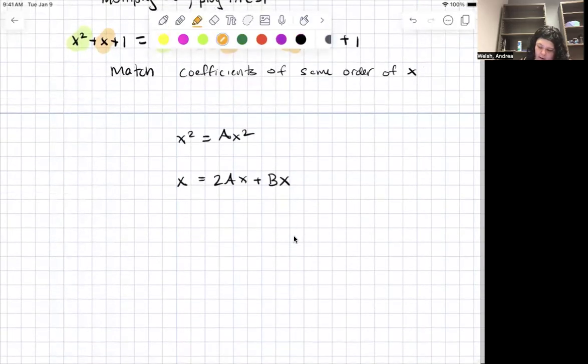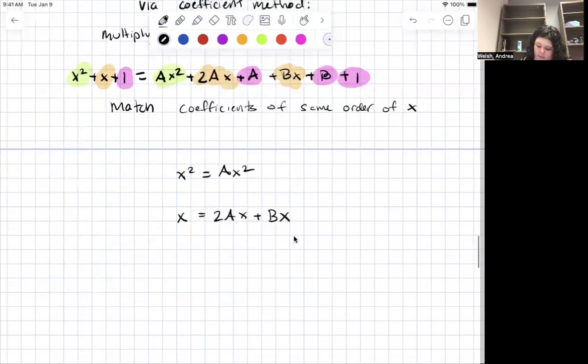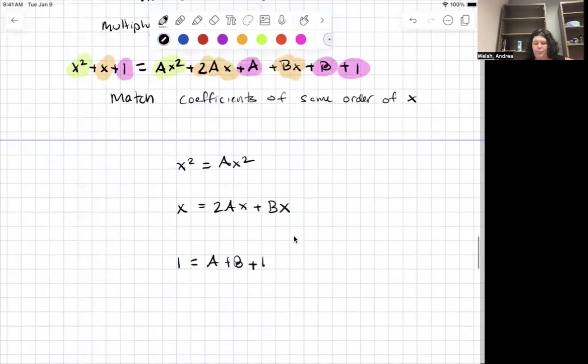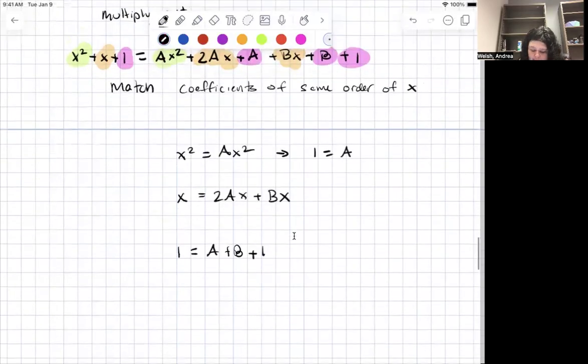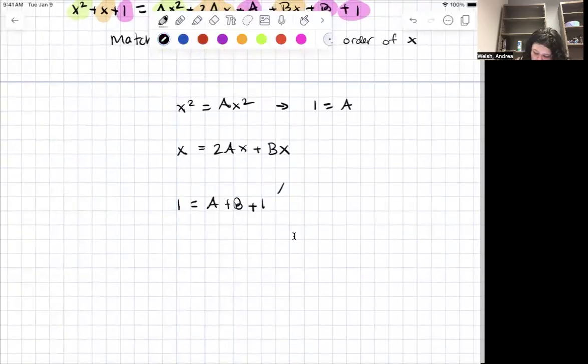And finally, we have 1, a, b, and that was our c. So 1 equals a plus b plus 1. So right now, a is really easy to solve. I can get 1 equals a from that, right? If x squared, then 1 has to equal a. The last one we could use, it doesn't matter which one you want to use here. Yeah, let's use this one at this point.